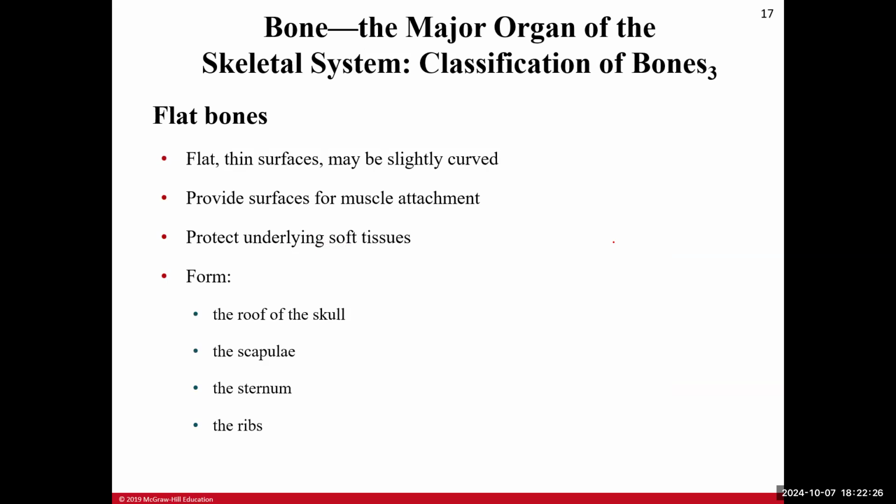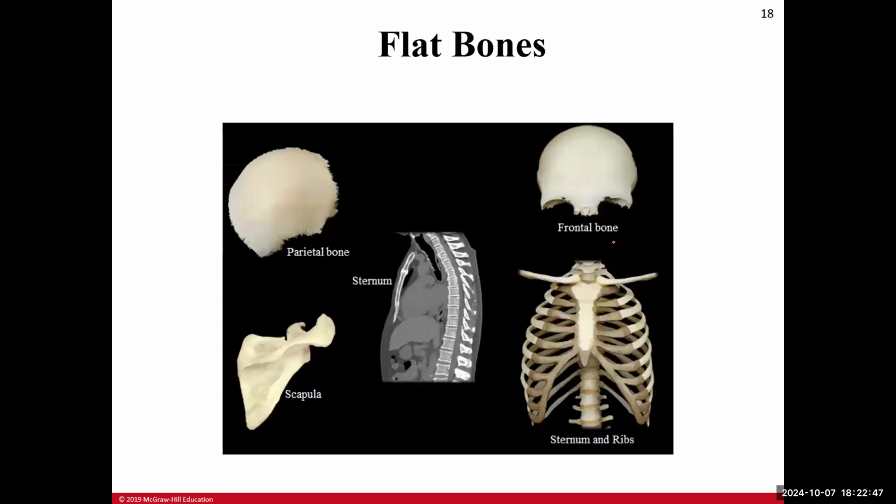The flat bones, again, have flat, thin surfaces. They can have a curvature to them. So you can see all of these different examples of flat bones: skull, scapula, sternum, and the ribs. We haven't talked about the scapula yet. That's the shoulder blade. We did talk about the sternum. I personally think the scapula should be more of an irregular bone, but I'm not an anatomist.